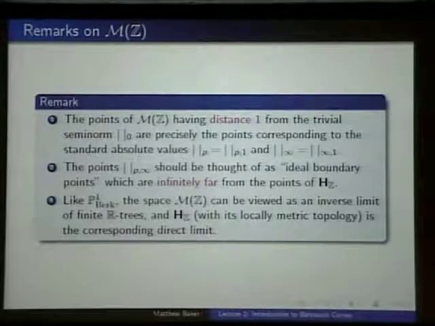And if you like, you can think of this as an inverse limit of finite R-trees, exactly as before. So you just exhaust the space by bigger and bigger finite trees of finite length that go out towards these ideal boundary points. And you'll get those ideal boundary points just as limits of ends of these finite trees. So when you take the inverse limit over finite trees, you automatically get these ideal boundary points thrown in. So in that way, you can view this as an inverse limit, and it has the right topology. This topology I just described around the trivial point is captured by the inverse limit.